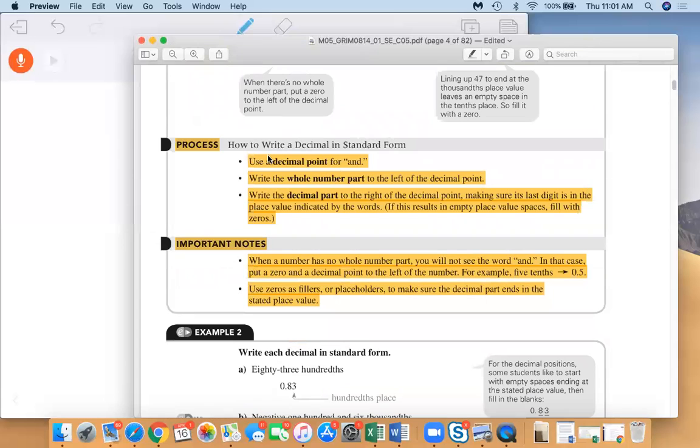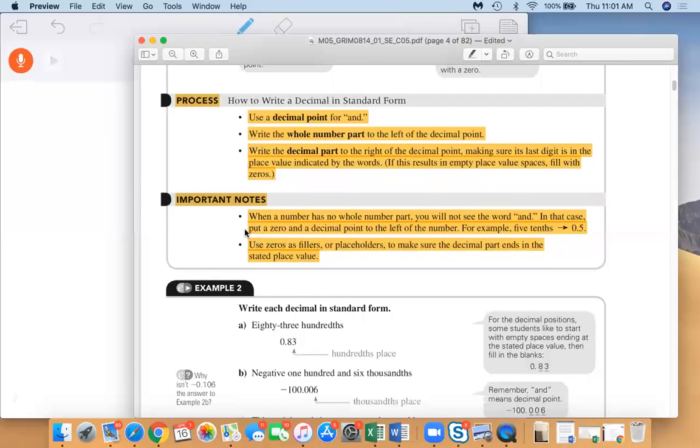All right, so use the decimal point for "and," write the whole number part to the left of the decimal point, write the decimal part to the right of the decimal point, making sure its last digit is in the place value indicated by the words. If this results in empty place value spaces, fill them with zeros. Important notes: when a number has no whole number part, you will not see the word "and." In that case, you put a 0 and a decimal point to the left of the number. For example, 5/10 is 0.5. Use zeros as fillers or placeholders to make sure the decimal part ends in the stated place value.